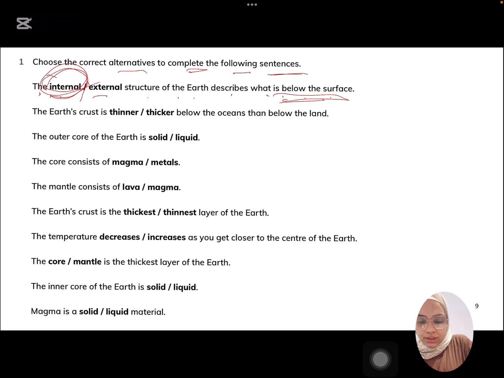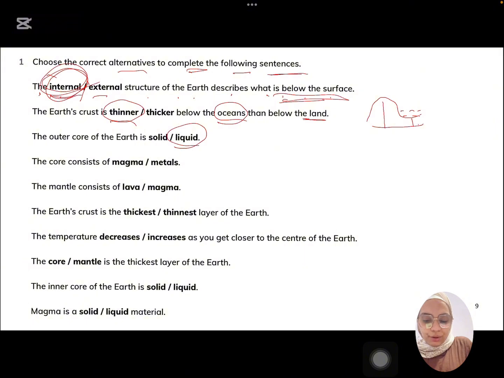So here we will choose and circle internal. The Earth's crust is thinner, thicker below the oceans than below the land. We said the oceanic crust is thinner than the continental crust. So the crust below the ocean is thinner than the crust below the land. The outer core of the Earth is, yes, it's right, liquid.